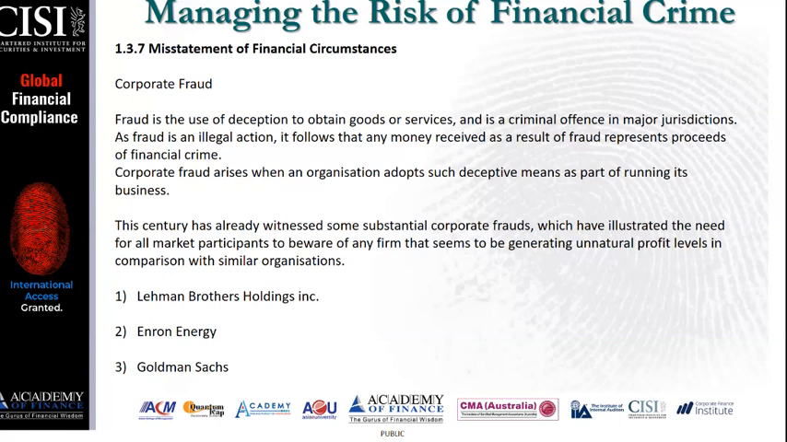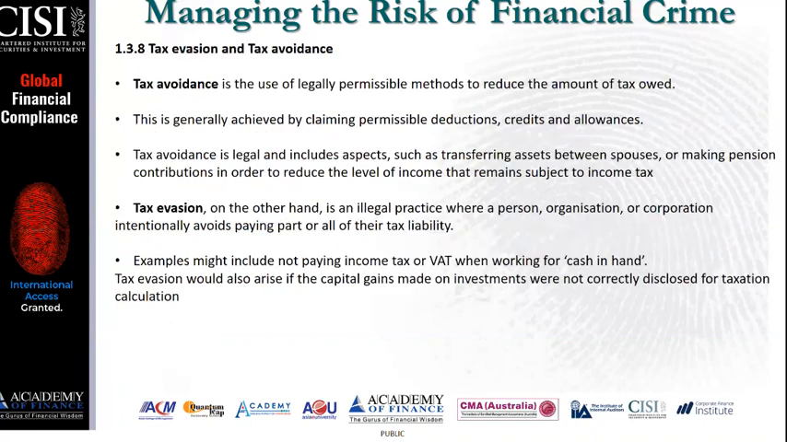I think tax evasion is illegal and tax avoidance is not. Yeah, that's correct, right? Tax avoidance is usually legally permissible methods to reduce the amount of tax owed. This is generally achieved by claiming permissible deductions, credits, and allowances. Tax avoidance is legal and includes aspects such as transferring assets between spouses or making pension contributions in order to reduce the level of income that remains subject to income tax, right?